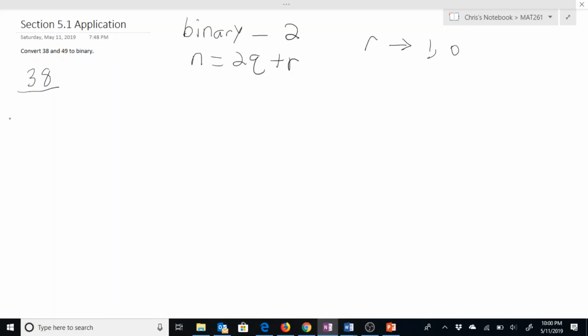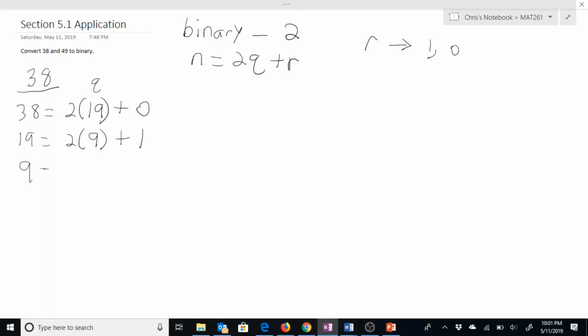So, for example, with 38, we could express 38 as 2 times 19. 19 in this case will be our q, plus a remainder of 0. Then for 19, that is 2 times 9 plus 1.